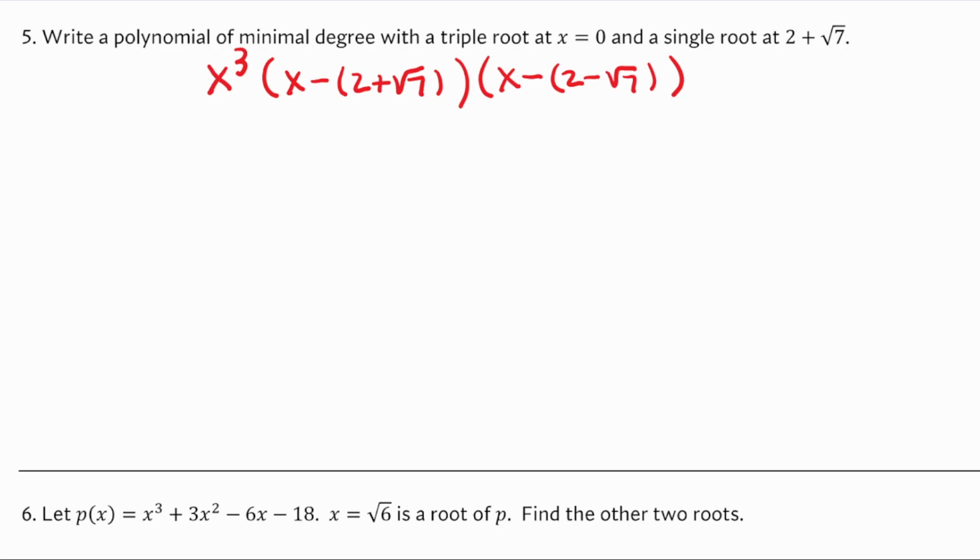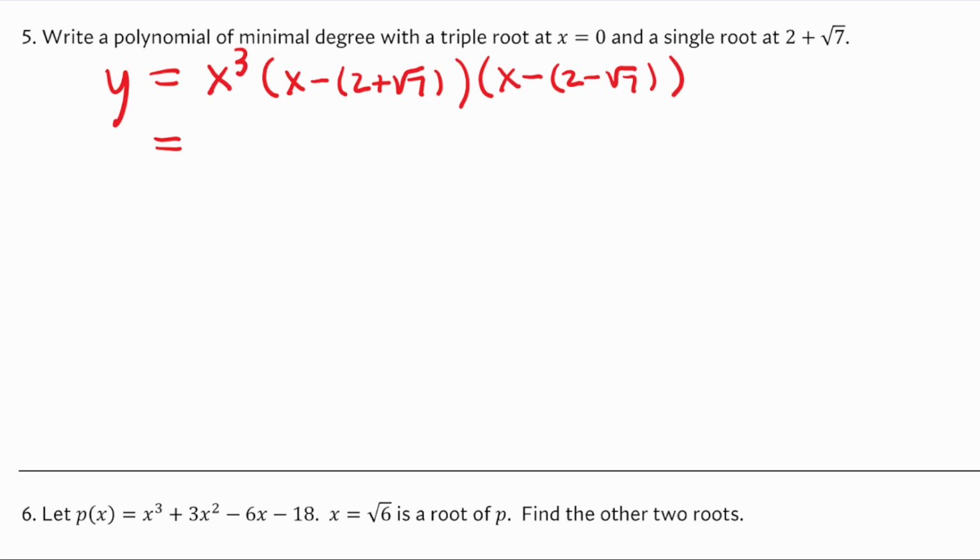Okay, it could have some leading coefficient, but nobody said anything about what it had to be, so I'm just going to let it be 1. Nothing wrong with that. And now I'm going to get to distributing. I think first I'm going to do these two together. I usually do the box method on these, but I recently learned a new technique from a different Algebra 2 teacher, and I really thought it was kind of slick. So I'm just going to show it to you.